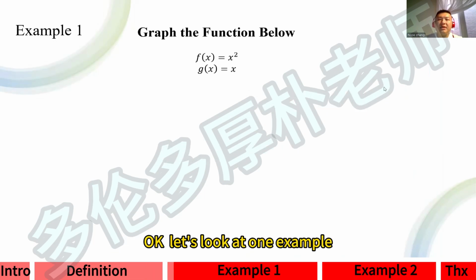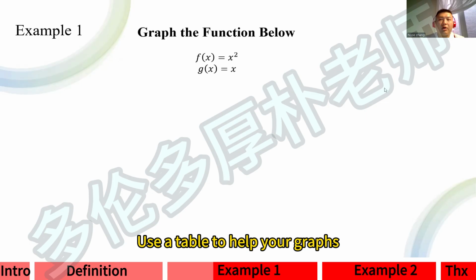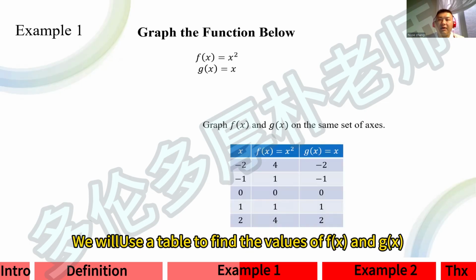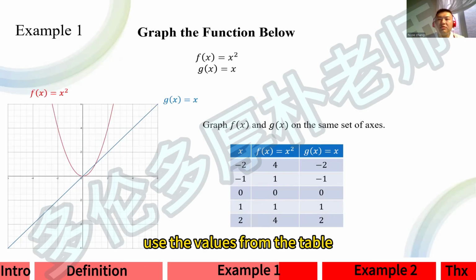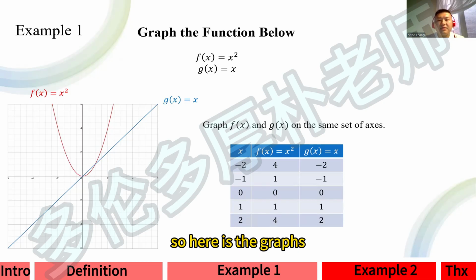Okay, let's look at one example. Graph f(x) and g(x) on the same set of axes. Use a table to help with your graphs. We will use a table to find the values of f(x) and g(x) as x goes from -2 to 2. Then use the values from the table to graph f(x) and g(x) on the same set of axes. So here are the graphs.